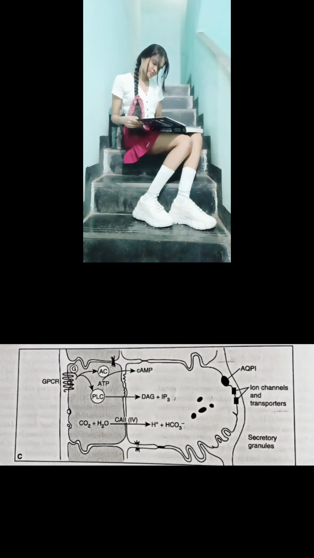Now description of figure C. Aqueous humor secretion is highly regulated by multiple transmembrane receptor-mediated pathways. GPCR stands for G protein coupled receptors, G for G protein, AC for adenylate cyclase, ATP stands for adenosine triphosphate, cAMP means cyclic adenosine monophosphate, PLC for phospholipase C, PIP2 is for phosphatidylinositol, DAG means diacylglycerol, IP3 stands for inositol triphosphate.